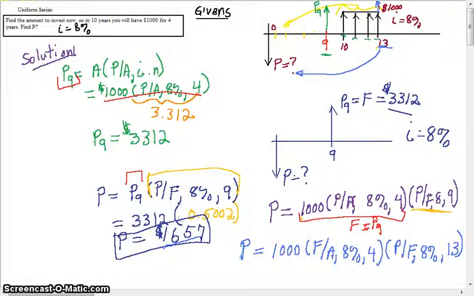Okay, so hopefully this explains uniform series a little bit. Be very careful when doing them. Also, always look at the cash flow diagrams in the beginning of the book and use your functional notation.